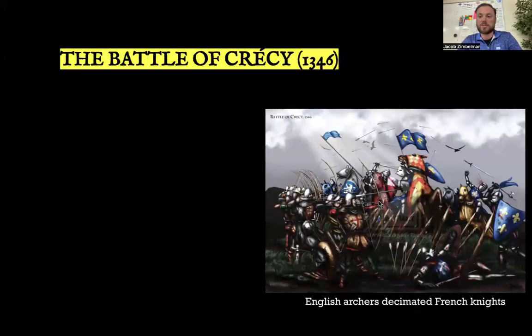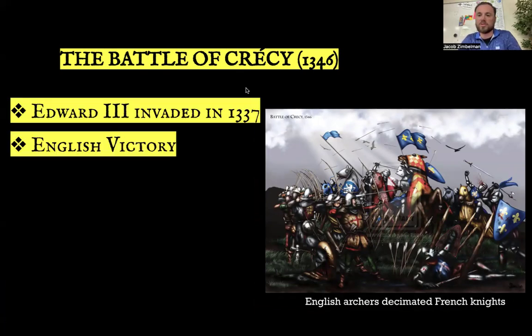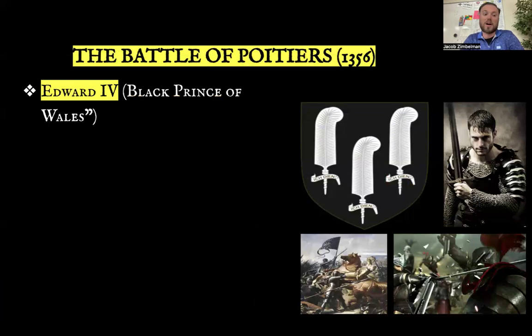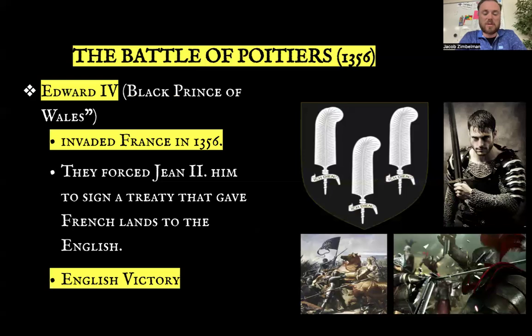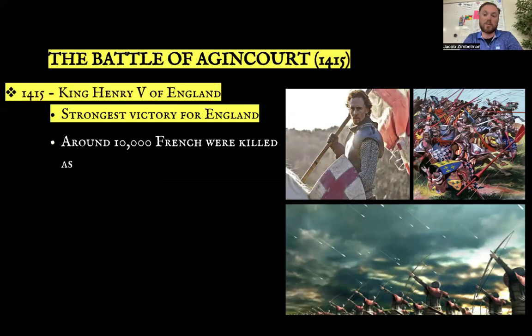So in the main battles, we have the Battle of Crécy, which took place in 1346, led by Edward III, who was the starter of the 100 Years' War by leading an invasion in 1337, and led the English to victory, where the French suffered many casualties and the English only a few hundred. Then the next conflict took place 10 years later in 1356, led by Edward, the Black Prince of Wales, named for his black armor. Ultimately, he brought the English to victory and forced John II to sign a treaty that gave French land to the English in northern France and in western France.